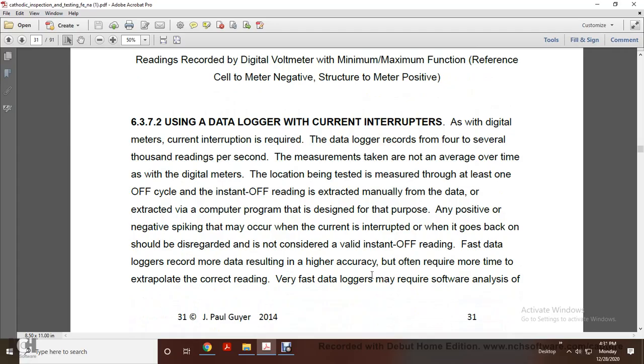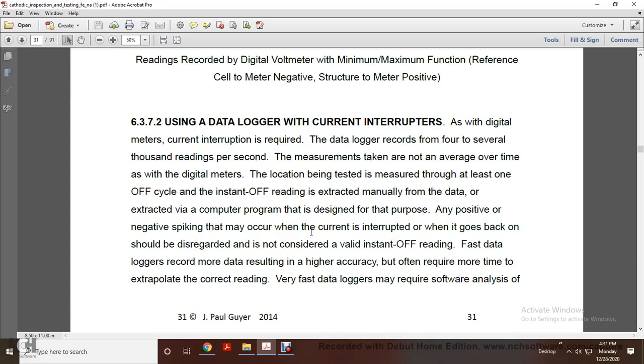6.3.7.2 Using the data logger with the current interrupter for the digital indicator. The current interruption is required with the data logger record of several thousand readings per second, for the measurement taken, not averaged over time. As with the digital meter, the location being tested should be measured with at least one off cycle with an instant off reading, extracted manually from the data or extracted with a computer program designed for that purpose.